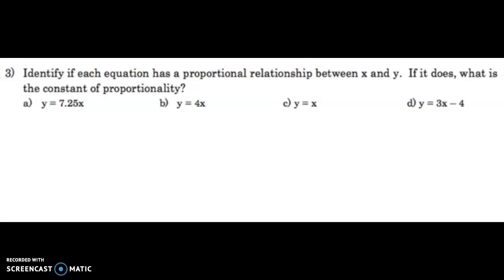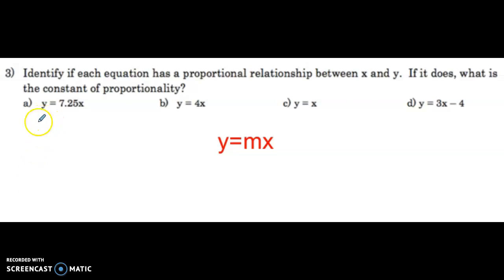Number 3 asks us to identify whether each equation has a proportional relationship between x and y. So really that's just a fancy way of saying, is it in the form y equals mx? If you watch the video for question number 1, we're really thinking about the same idea here. So just to start, let's look at our 4 equations and see if we can identify which ones are proportional.